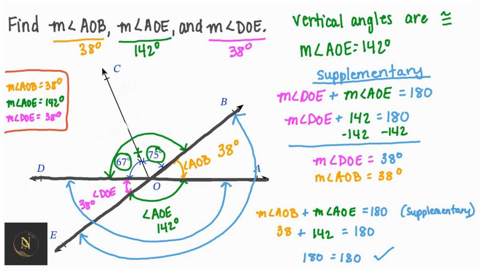So to put this all together, the measure of angle AOB is 38 degrees, the measure of angle AOE is 142 degrees, and the measure of angle DOE is 38 degrees.